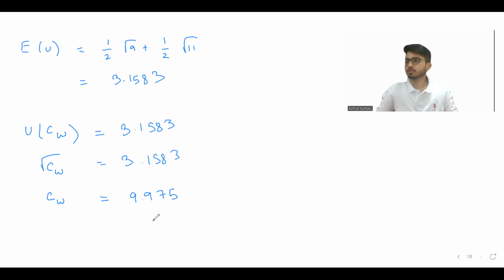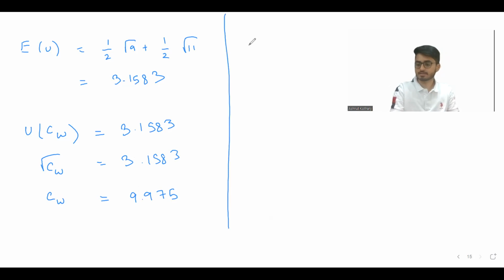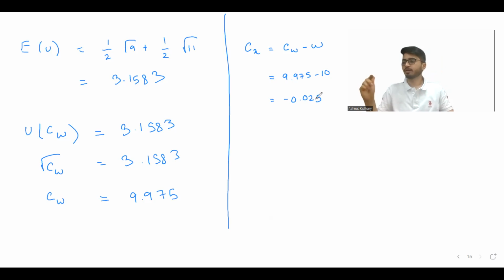So this CW is being referred to as the certainty equivalent of the portfolio, and certainty equivalent of gamble is defined as CX, formula of which is CW minus W, where W is the initial wealth. So this will come out to be 9.975 minus 10, which is certainty equivalent of the gamble portfolio.